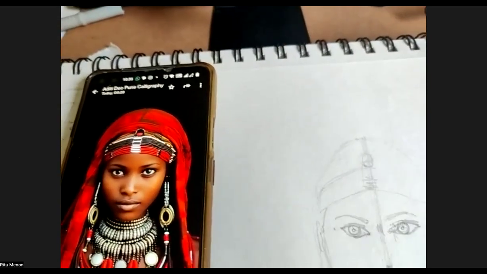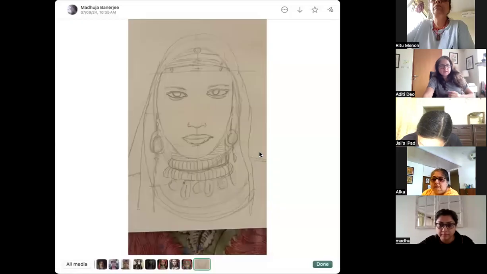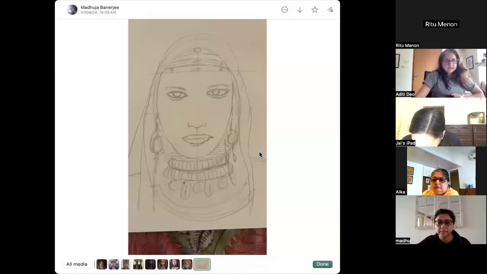Aditi, can I post mine on the group? Yes, do that. I'll have a look and maybe I can share and speak about that. Looking older. Okay. I'll tell you why also. Okay. Very nice.